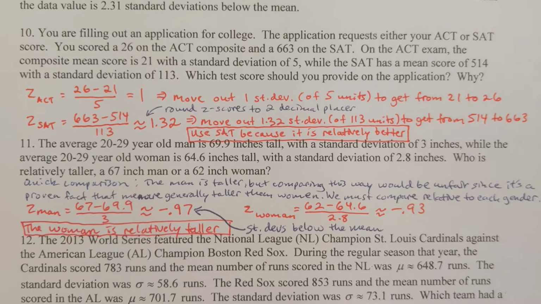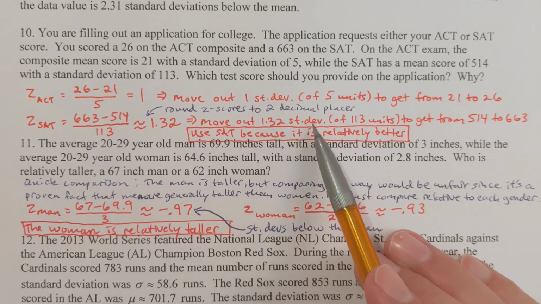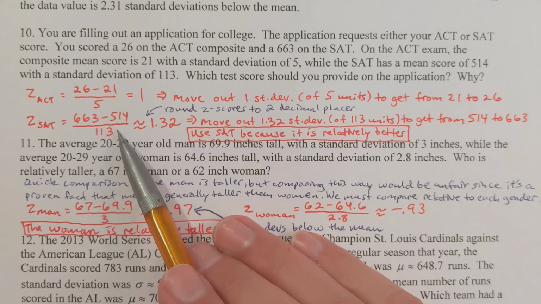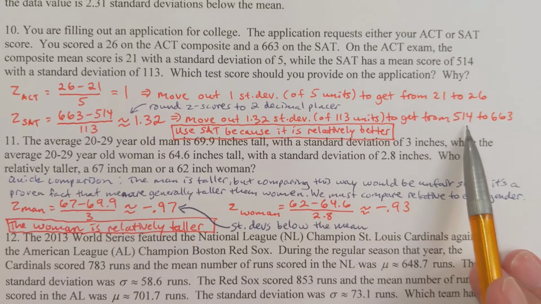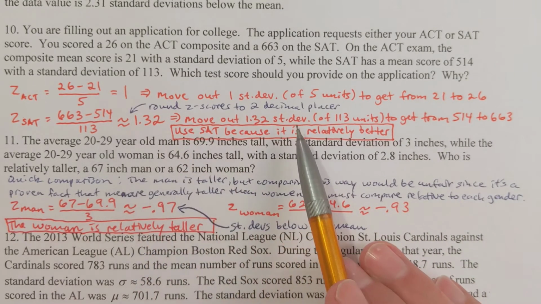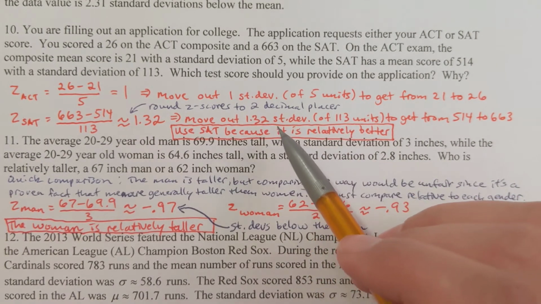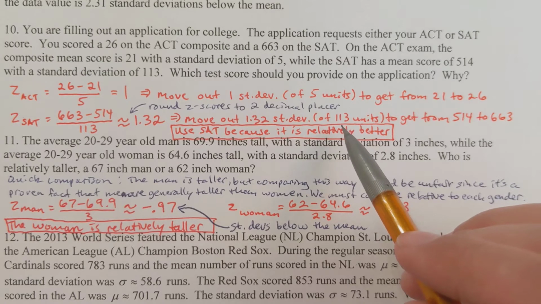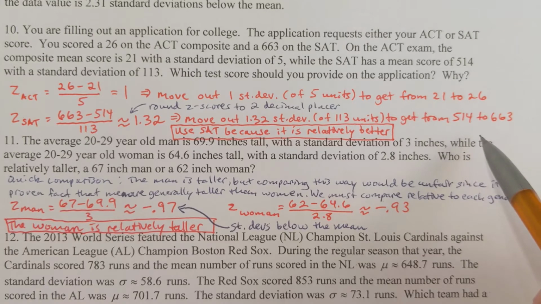So the table has a bunch of z-scores on it, and those numbers are all rounded to 2 digits. That's the reason why. So what this means is that we're going to have to move out 1.32 standard deviations. Now the standard deviation for this one is 113, to get from 514 to 663. So I need to move out a little bit more than one standard deviation, about 1.32 standard deviations, to get from 514 to 663.